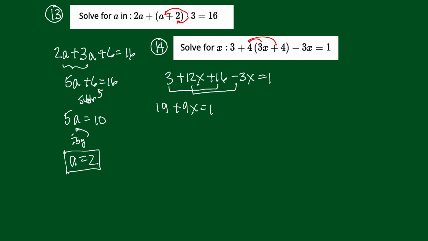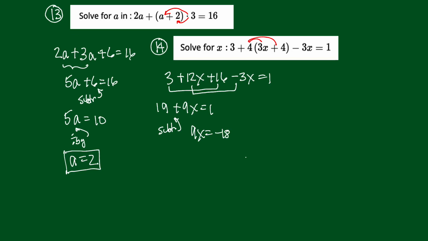And now what? I've got 19, I've got a 9x. Let's get rid of the 19 first. That's an addition, right? I've got an addition right here. Then I'll do the division. All right, so here's the plan. I'm going to subtract 19. So if I subtract that 19 from the left side, it's gone. I get 9x equals, now what do you get over here? What is 1 minus 19? Or 19 minus 1 is 18, but this is going to be negative, so I get negative 18.